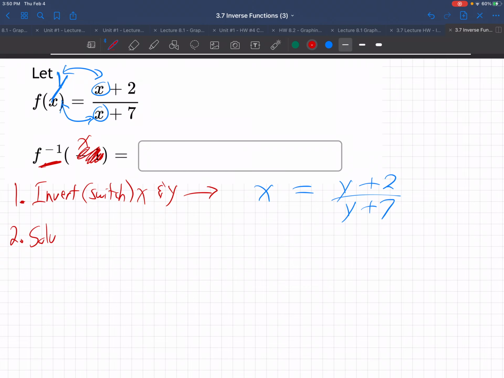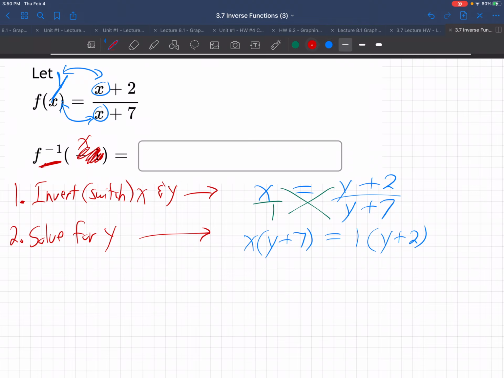So that's step one, that we always do for an inverse function, switch x and y. Step two, then we solve for y. How do we solve for y? You put this over 1, remember, diagonal, cross multiply. So we get x times y plus 7 equals 1 times y plus 2. And then, where do we go from here? Now let's distribute: xy plus 7x equals y plus 2.